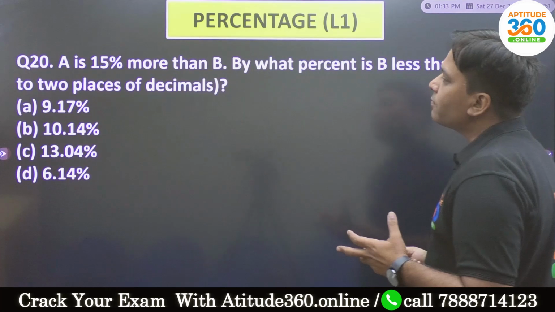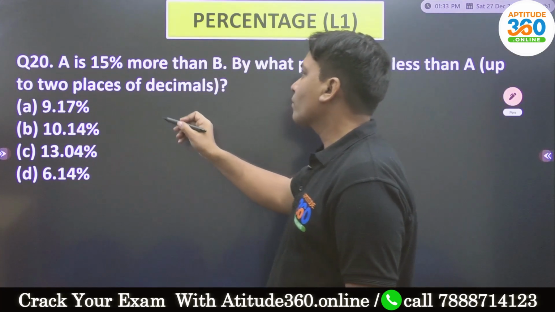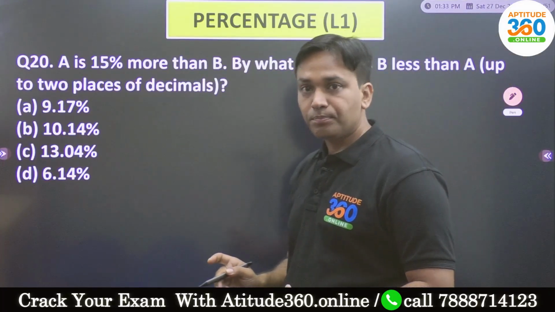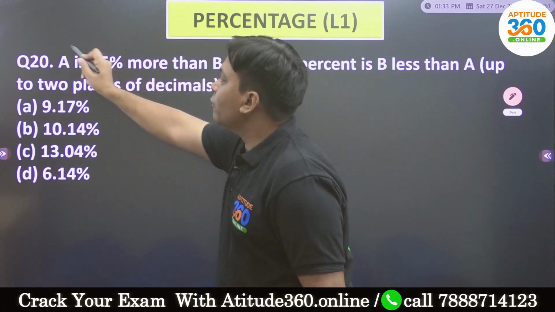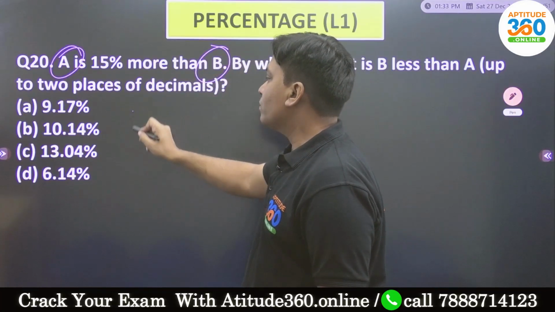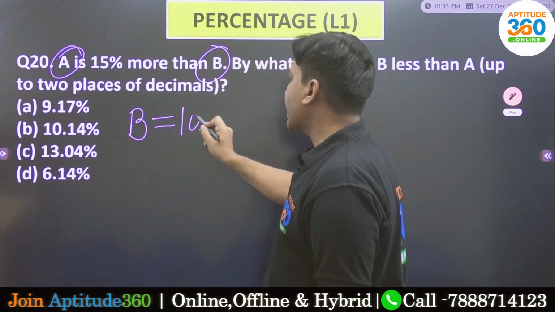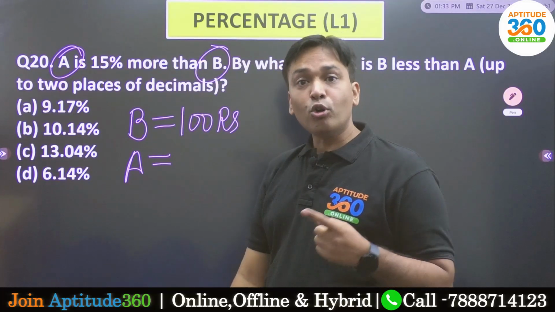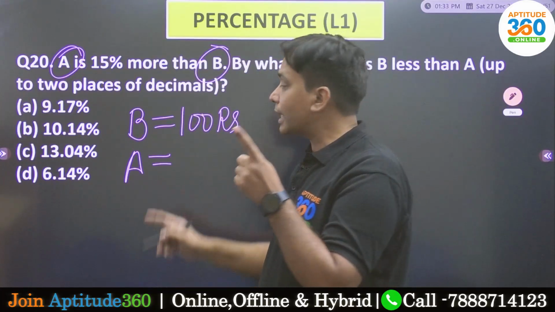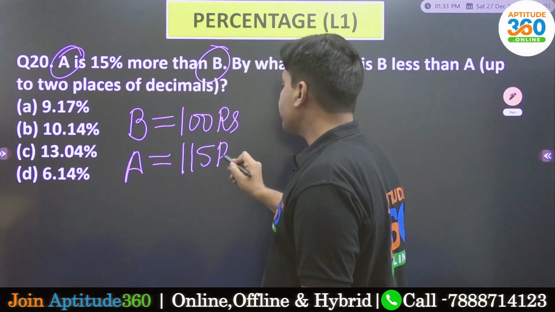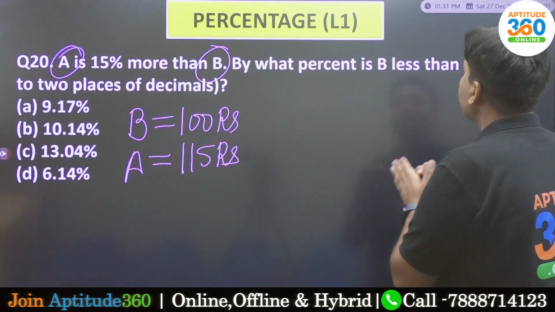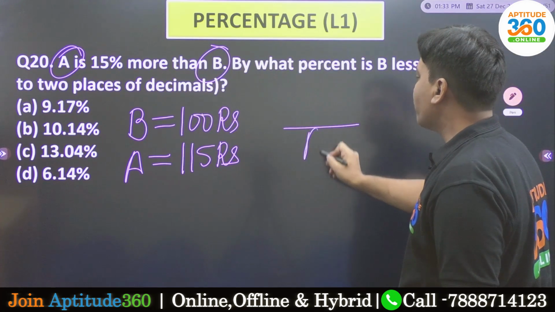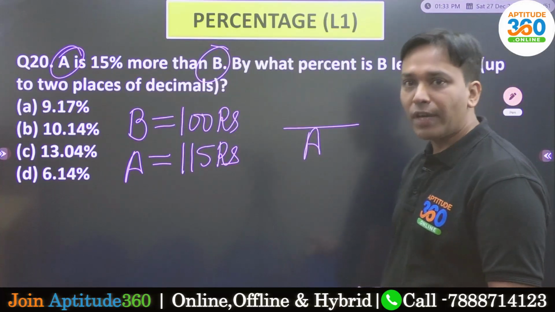A is 15% more than B. By what percent B is less than A up to 2% of decimal? Now see this. The value of A is getting compared with value of B. तो जिससे compare करोगे, that value should be taken as 100 rupee, right? So A is 15% more. अब A का तो 15% more करके B का, it is going to be 115 rupees. By what percent B is less than A? So when you're finding out, the value of A will be in the denominator because you're comparing with the value of A now.